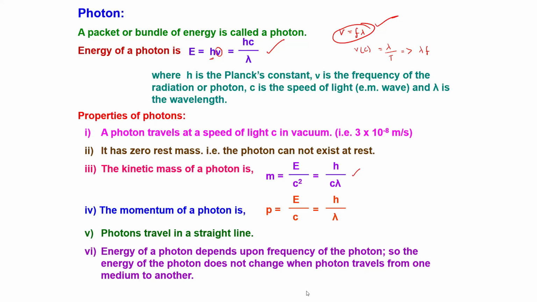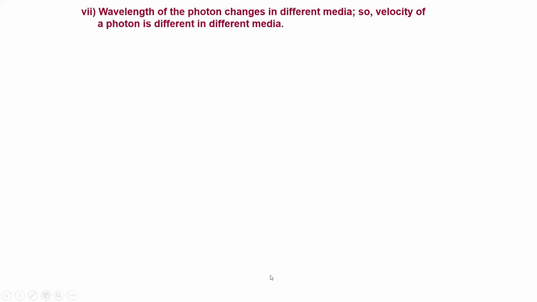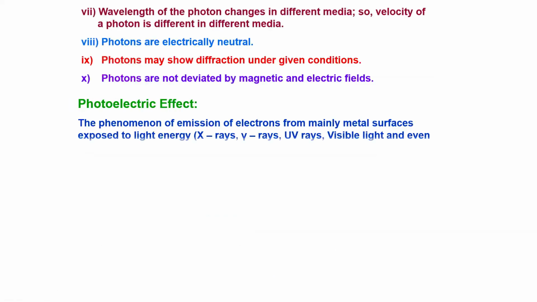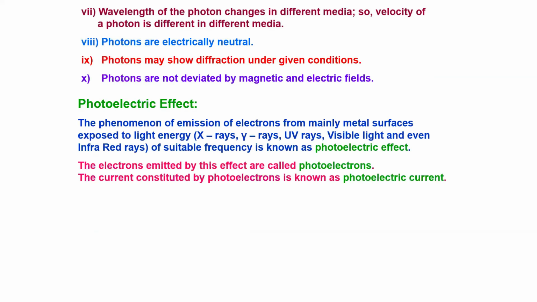Now, the next one is some more properties. It's about the wavelength. The wavelength of a photon changes in different media. So the velocity of a photon is different in different media. The next point here is that photons are electrically neutral and photons may show diffraction under a given condition. And photons are not deviated by magnetic and electric fields.